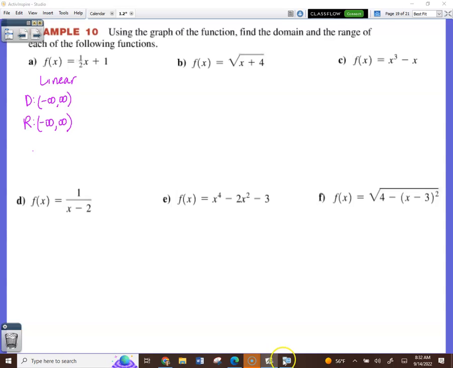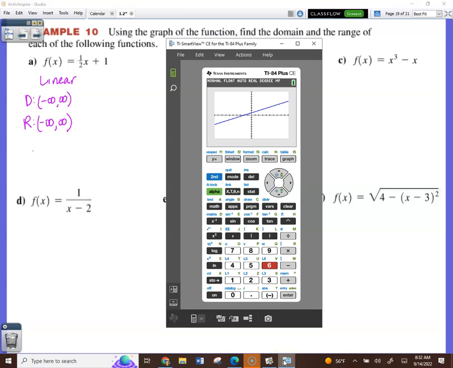Linear, there's no restrictions. Any number you pick, you can plug it into that equation, you will get an answer. Because you do get an answer, it means it's in the domain of the function, no restrictions. Nothing to be careful about there. Let's look at B.